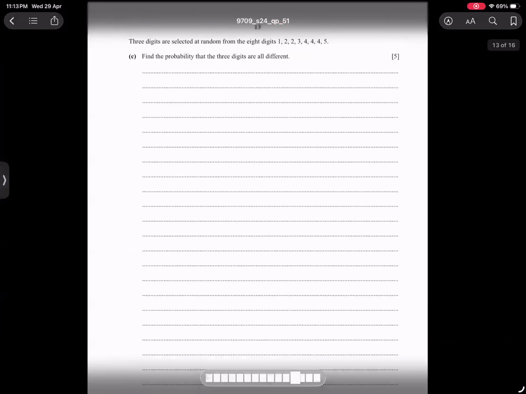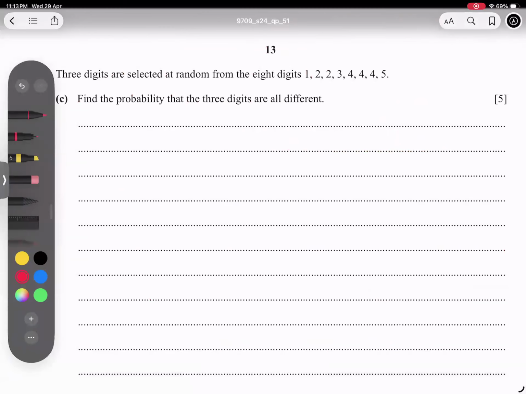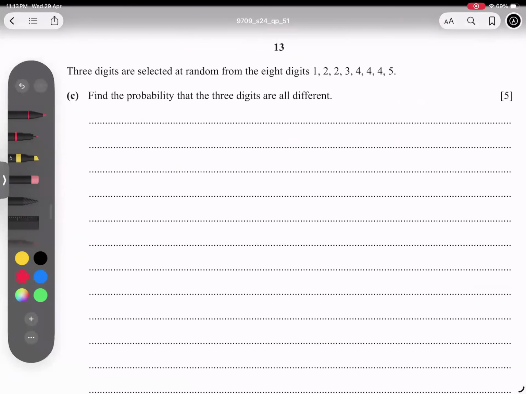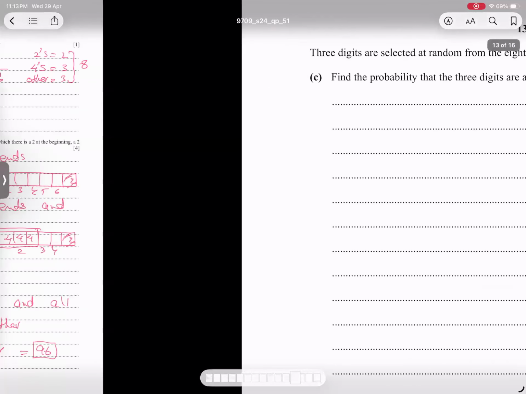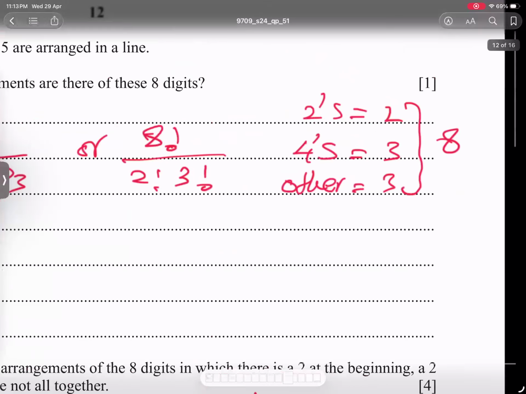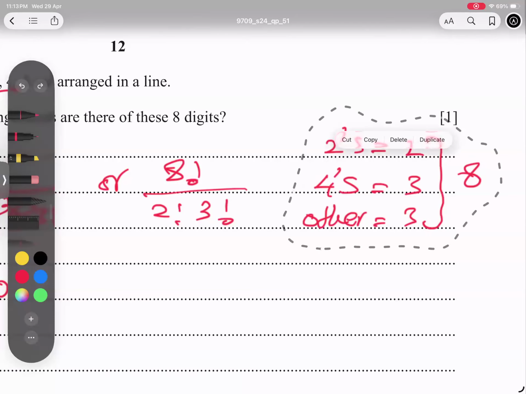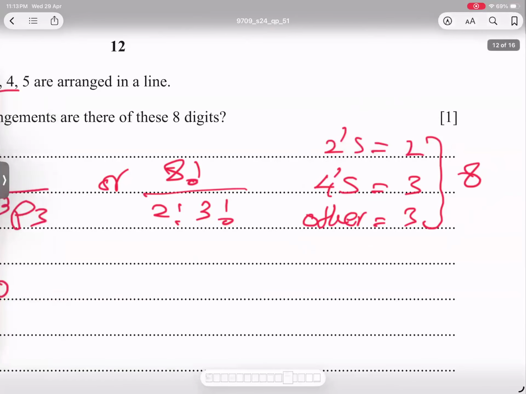And let's talk about the last part. Student, what question do we have? 3 digits are selected at random, and from the digits we have this one given, at the same conditions. I just go back, and this data is very important for us. Copy, and I'm using it now, next page.